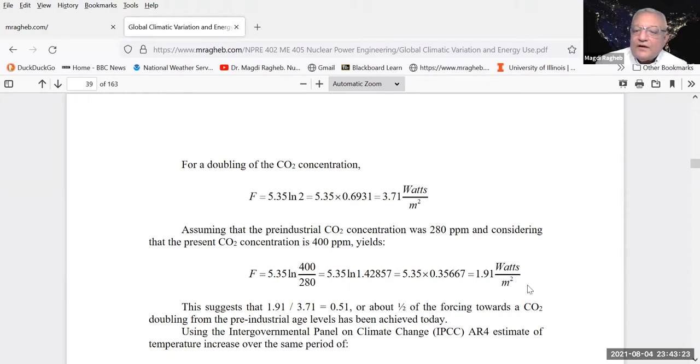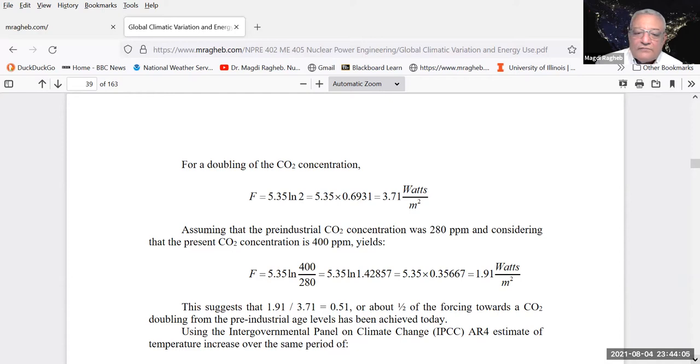So basically we have now the F here, or if you double the CO2 concentration, you get 3.7 watts. But just from the beginning of the industrial age, we have increased the power flux to 1.91 watts per square meter. So if you take the ratio of 1.91 to 3.71, maybe we are talking about half of the forcing toward CO2 doubling from the pre-industrial age has already been achieved today.